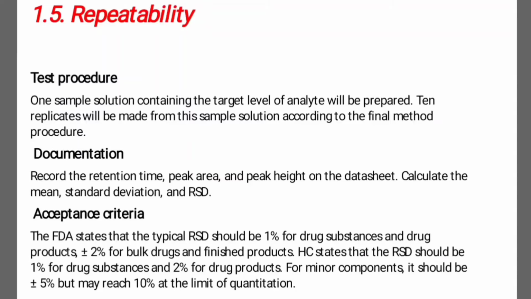Acceptance criteria. The FDA states that the typical RSD should be 1% for drug substances and drug products, 2% for bulk drugs and finished product. HC states that the RSD should be 1% for drug substances and 2% for drug products. For minor components, it could be 5% but may reach 10% at the limit of quantitation.